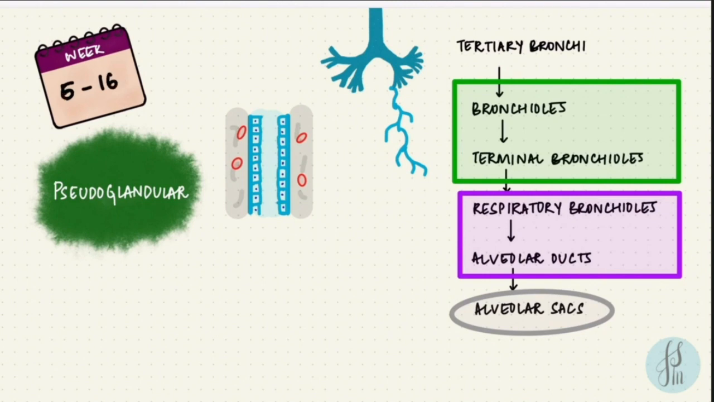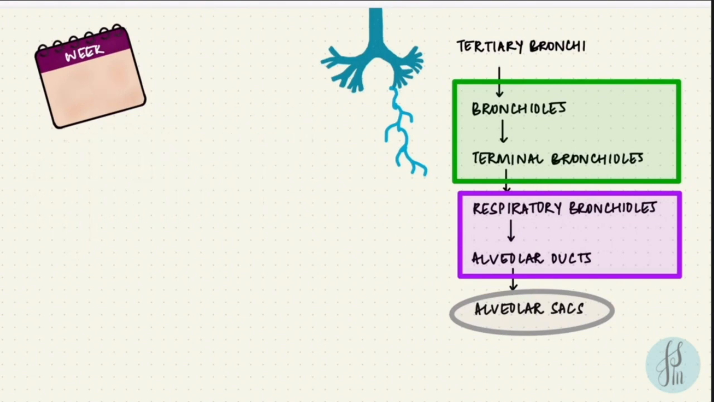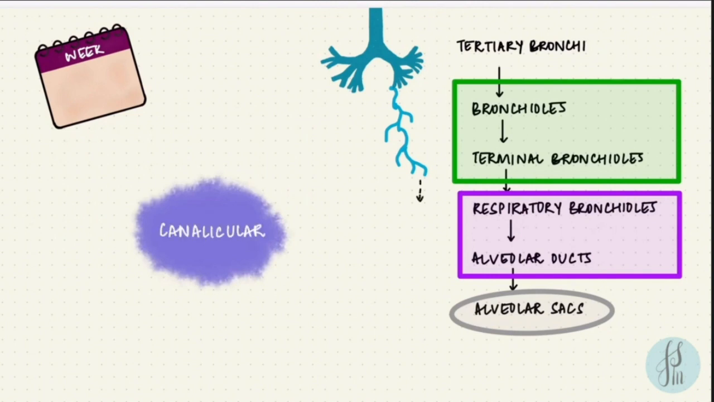So in candidates, it is 6 to 17 weeks. Now the next two steps, that's the respiratory bronchioles leading to the alveolar ducts. This is the canalicular stage. So from the terminal bronchioles, we have the respiratory bronchioles, and each respiratory bronchiole leads into a few alveolar ducts.